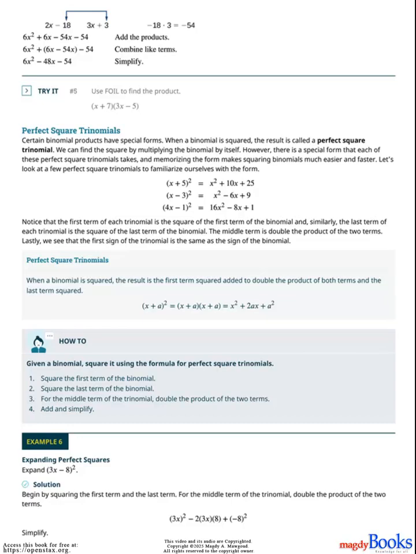Try it number 5. Use FOIL to find the product (x + 7)(3x − 5).